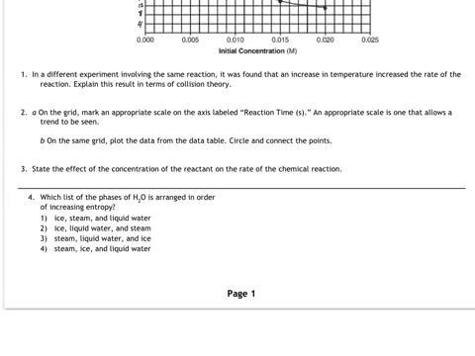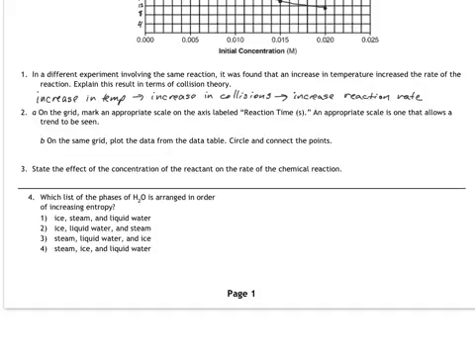In a different experiment involving the same reaction, it was found that an increase in temperature increased the rate of reaction. Explain this result in terms of collision theory. Well, if you increase the temperature, you're going to increase collisions, which would increase the rate of the reaction. For number 2, A and B, I went ahead and did all that already. For number 3, let's state the effect of the concentration of the reactant on the rate of the chemical reaction. So I just noticed earlier that as the concentration increased, the reaction time decreased, which is an increase in the rate.